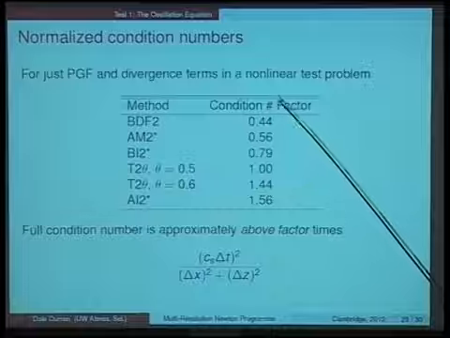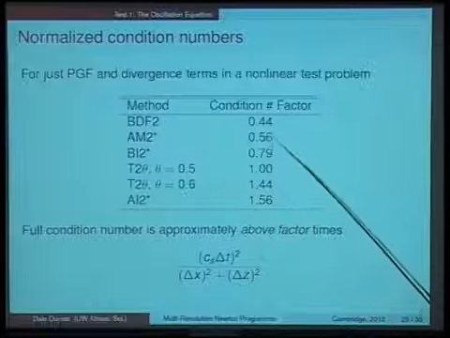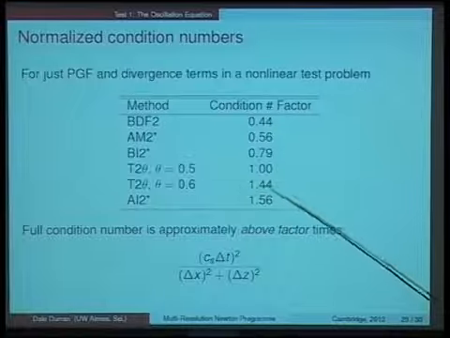But in any case, you can see as you move down here, the two implicit methods we identified have the two lowest condition numbers. We move up to some of the others and we get somewhat higher condition numbers.